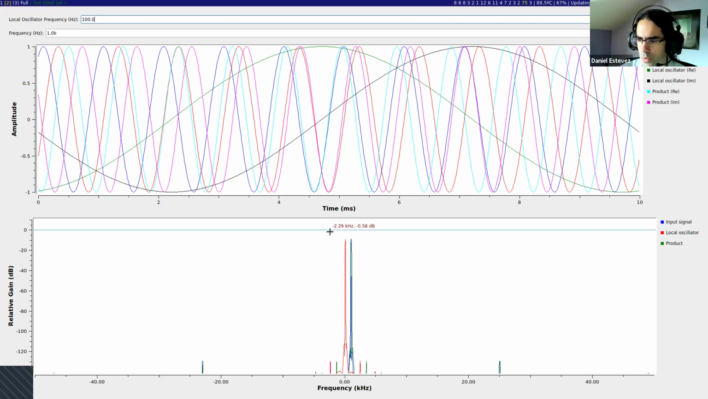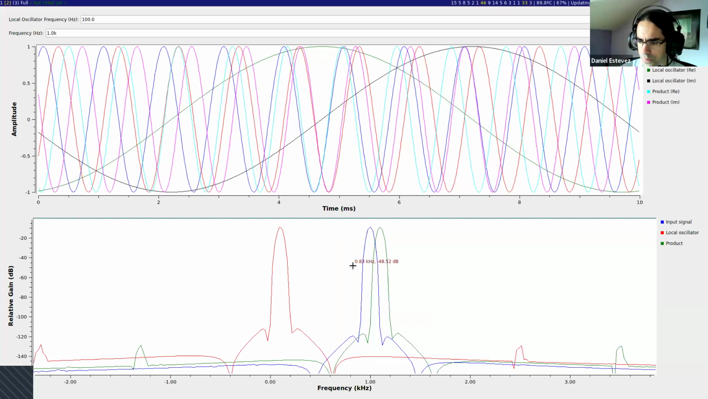Maybe it's easier to figure out what is happening on the FFT. So we have the 1 kilohertz input signal, we have the 100 hertz input signal, and the result is a single signal, which is 1.1 kilohertz. So we have only the sum of frequencies in this case. And there is a mathematical reason for that, because we have exponentials.